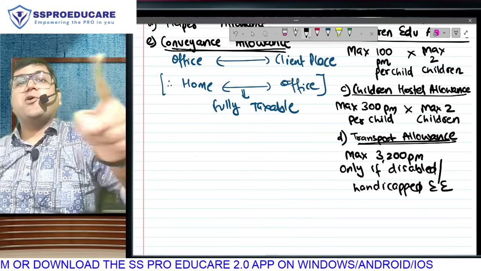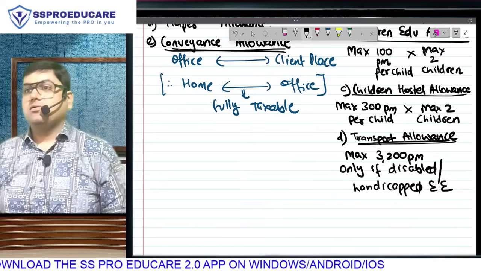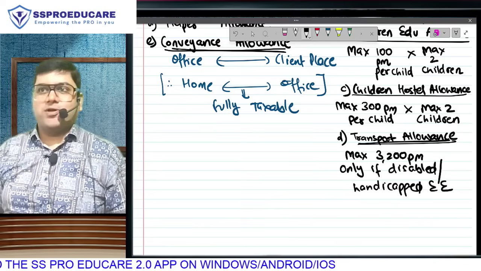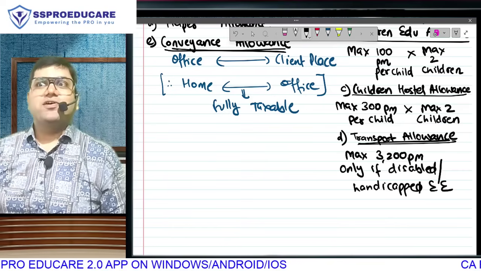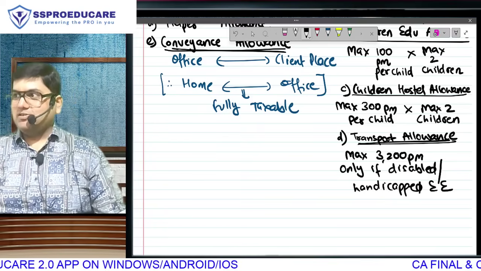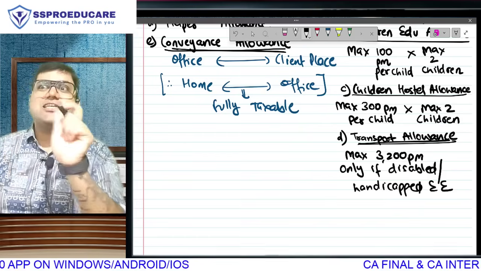Normal employees have only one choice, conveyance allowance, and that also only between office and client. But for a disabled or handicapped employee, first of all, if it is between home and office, you call it transport allowance only, because in conveyance there is no exemption. And if it is between office and client place, then check the expense.